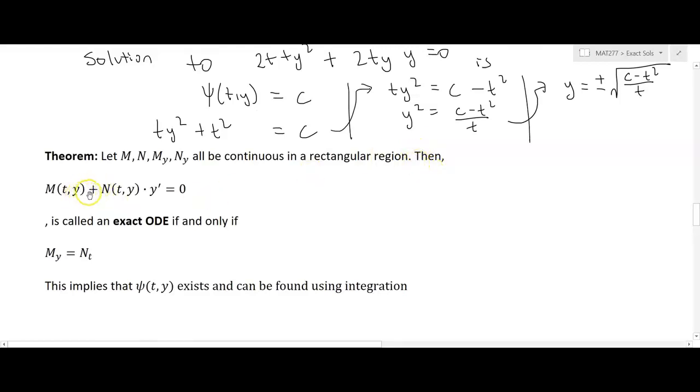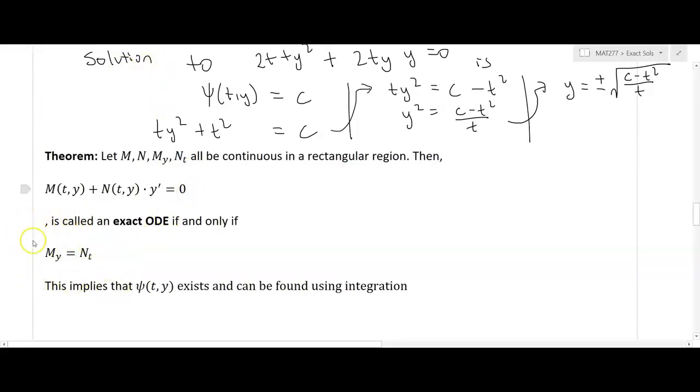Then M(t,y) plus N(t,y) times y prime equals 0 is called an exact ODE if and only if the derivative of M with respect to y is equal to the derivative of N with respect to t. And this right here should be a t.